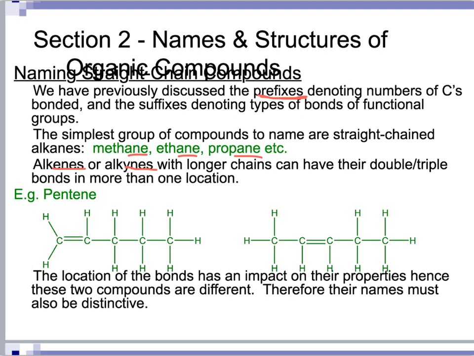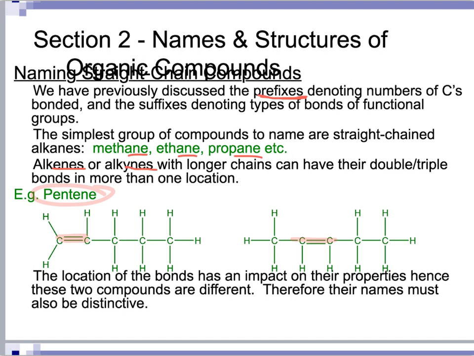Now, those alkenes and alkynes can have their double or triple bonds in more than one location, which we have seen because we have just been drawing isomers, and we know that we can put the double bond in more than one spot. So here we are looking at pentene. And pentene is, of course, 5 carbons in a row. And there are 2 different places we can put the double bond, either here or here. Those are 2 different compounds.